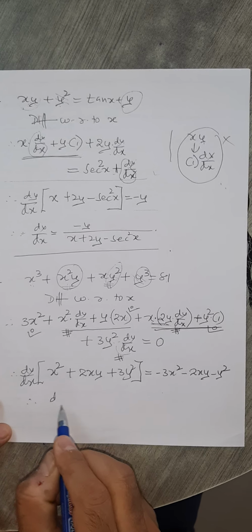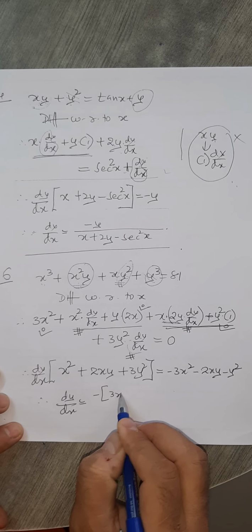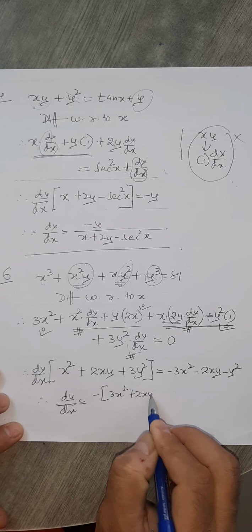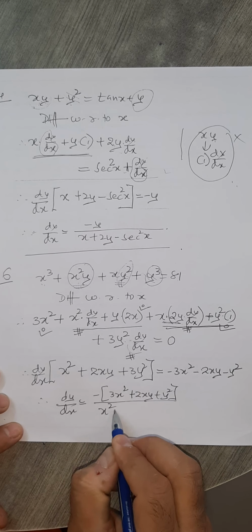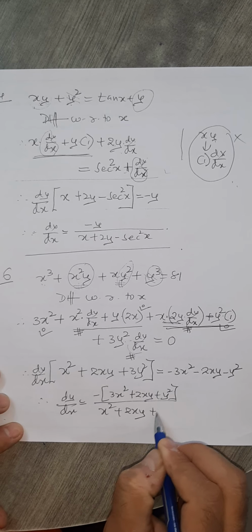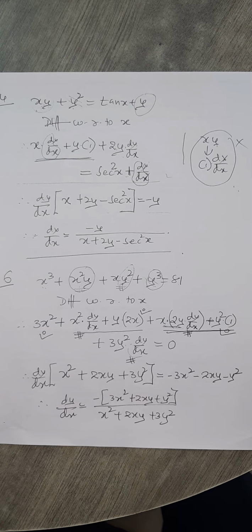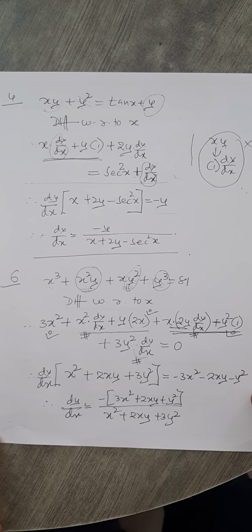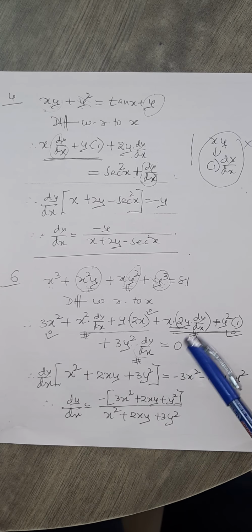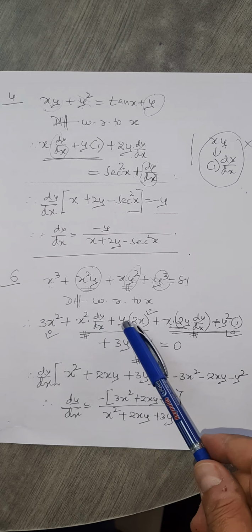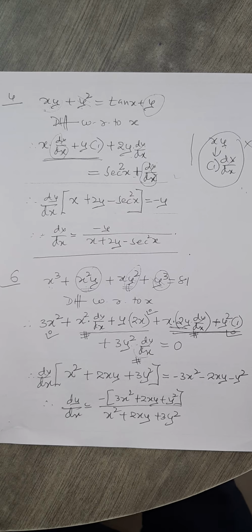So therefore, what is dy by dx? Equals, you can just keep minus common. So here 3x square plus 2xy plus y square upon this x square plus 2xy plus 3y square. This is your answer, remember. So this last step is just simple algebra, remember. This is the only important portion. You must realize these two terms come from the single term by the product rule.